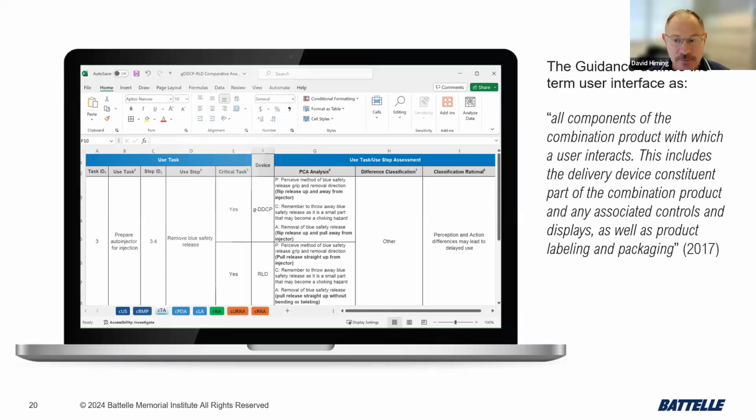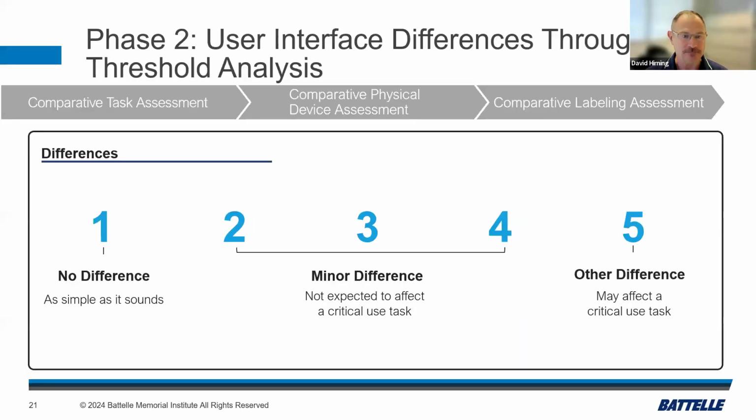So just so we're all on the same page, the threshold analysis as defined in the 2017 FDA guidance is a systematic assessment of the user interface. The user interface encompasses all components of the combination product with which a user interacts. This includes the delivery device constituent part, any associated controls and displays, as well as all product labeling and packaging. All design differences are evaluated for their effect on the user interface and subsequent clinical effect and/or safety profile.